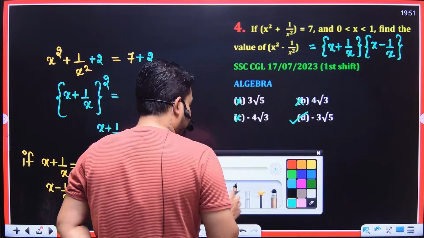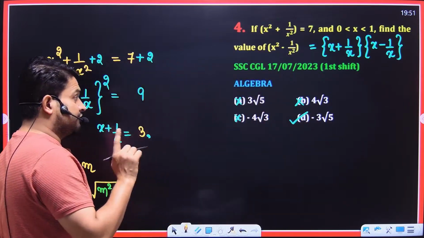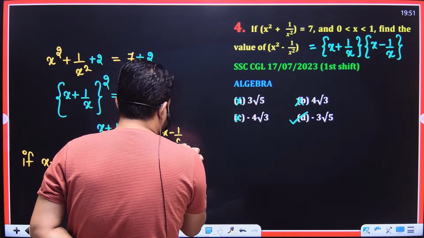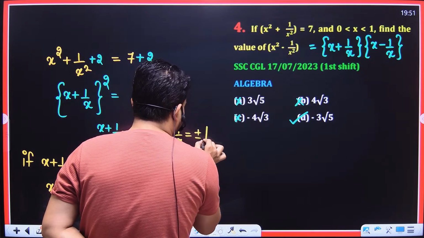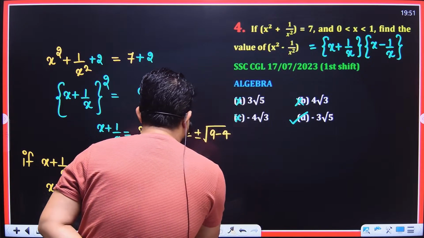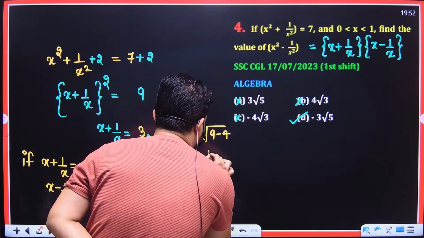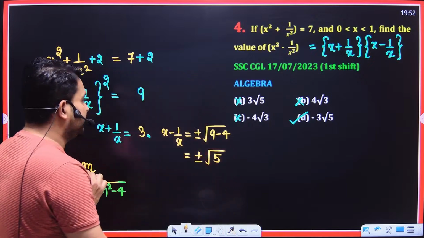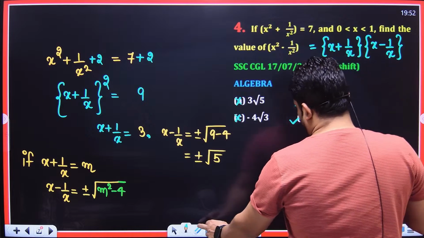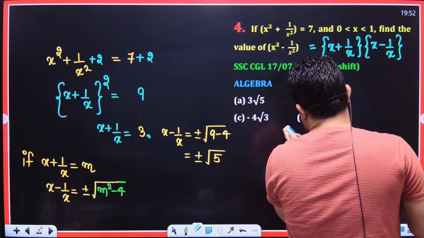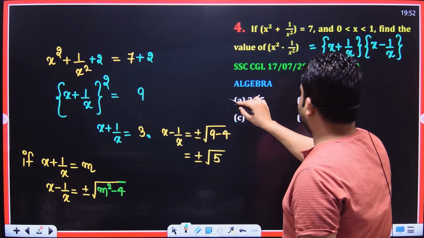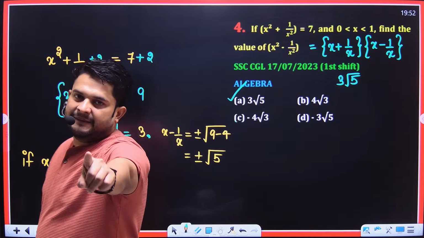But the majority of the students have done this question wrong. Why? See, if you calculate x minus 1 upon x, then it would be equal to plus minus under the root of 3 square, 9, 9 minus 4. Then it is equal to plus minus root 5. If you take the positive value, then your answer is 3 root 5. So 90% of students have ticked 3 root 5 as their answer. But they are absolutely wrong.